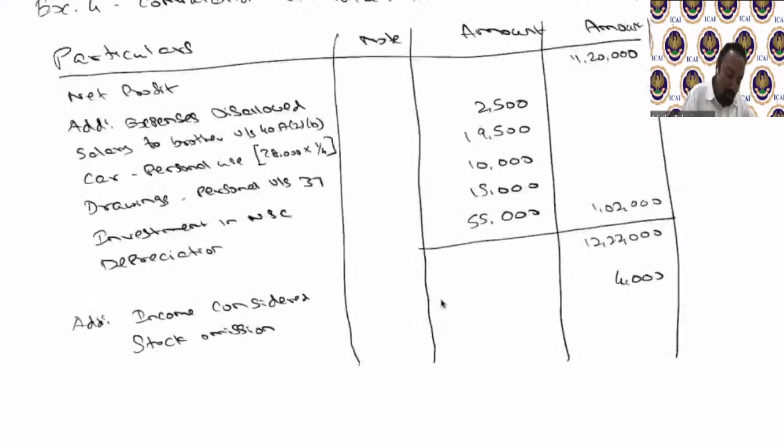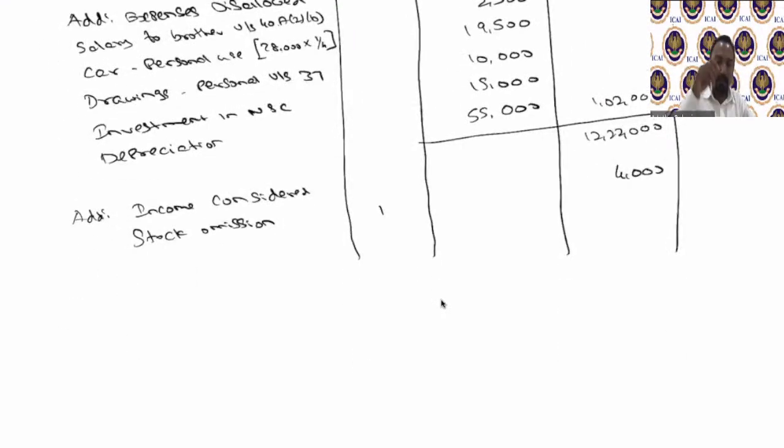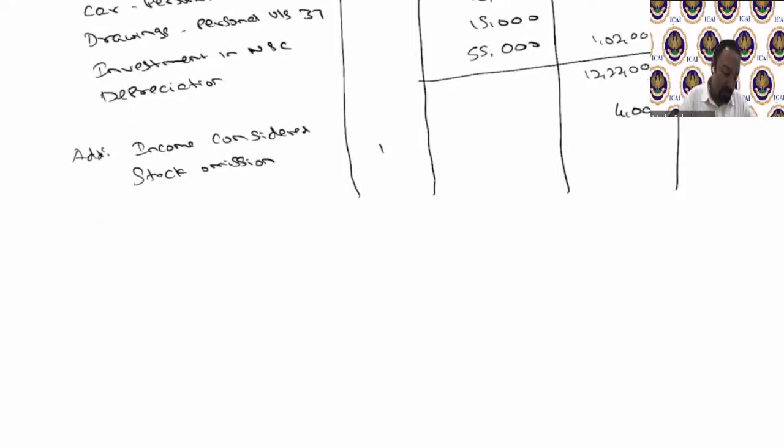You can add a note if you want and say that closing stock is 12,000 and the recorded stock is 8,000. So 12,000 minus 8,000 is 4,000. So that is what is there. So now moving on, we'll have how much?